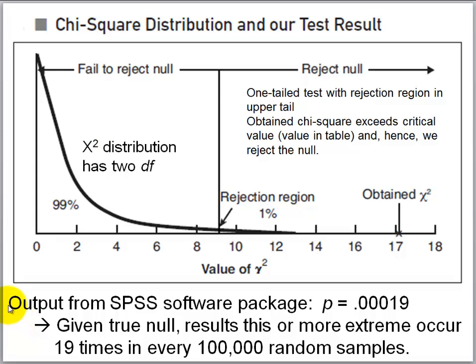I went ahead and used the SPSS statistical software package to carry out the chi-square test in this example, and the p-value that the software package yielded was 0.00019. So thus, given a true null, results as extreme as or more extreme than our result would, in other words, large differences in percentages between groups larger than those that we observed with our given sample size, would occur only 19 times in every 100,000 random samples. So we can be very, very next to certain that our results are not simply due to sampling error.